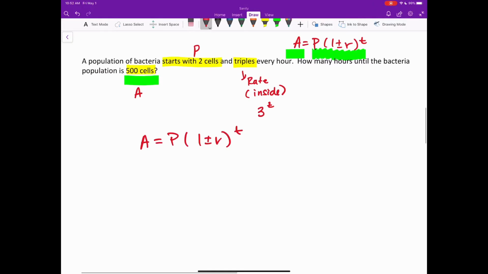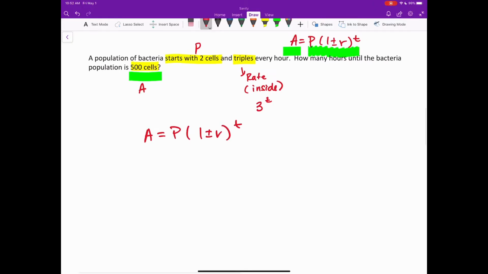There we go. Okay, so I'm going to input all the information that I have. 500 cells, that's my end amount, right? That's kind of like my A value. P, my initial value, I'm starting with 2 cells. And then, like I said, this rate, again, it's not a percentage, but I'm tripling every time. So I'm multiplying by 3 every time.